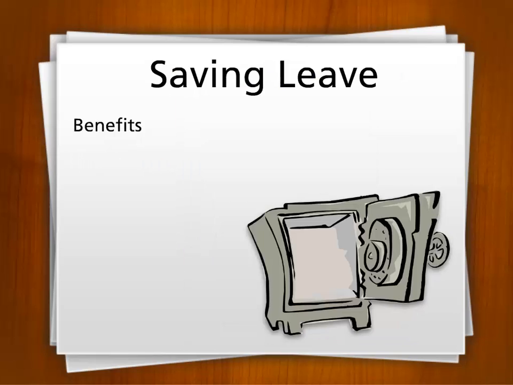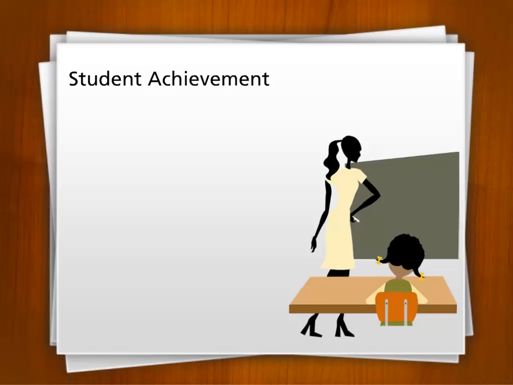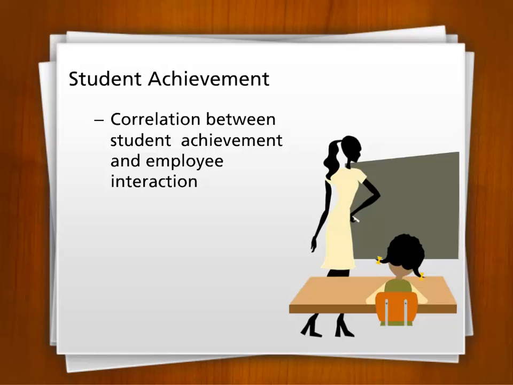Employees may find that they do not need to use all of their general leave days during a year. There are many benefits to saving unneeded leave. We will look at student achievement, the leave buyout program, and loss of income prevention. Studies have shown a correlation between student achievement and employee interaction. That means that when there is a disruption of interface between students and regular employees, it negatively impacts student achievement.